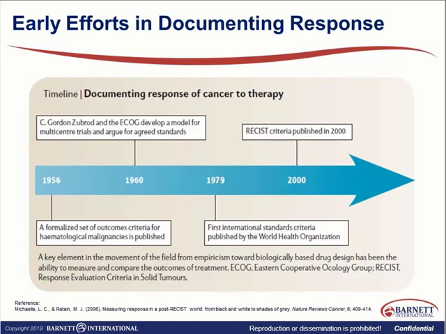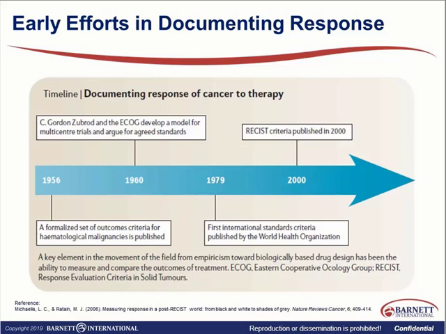So here we'll discuss a few early efforts in documenting response. One of the first standardized response criteria was developed in the 1940s by Sidney Farber and his colleagues at Boston Children's Hospital. This team developed a criteria to assess disease and progression in pediatric patients receiving treatment for acute lymphoid leukemia. So in 1956, the team published a formalized set of outcomes criteria for hematologic malignancies, which formed the basis of the criteria that's still in use today, which is pretty amazing if you think about it. Something that was developed in the 1950s is still in use today.